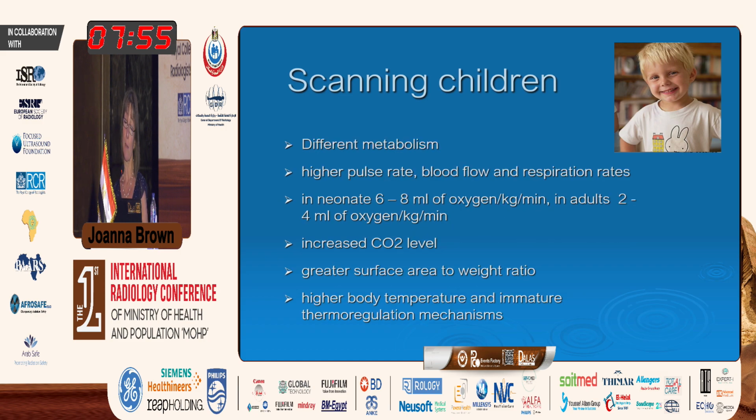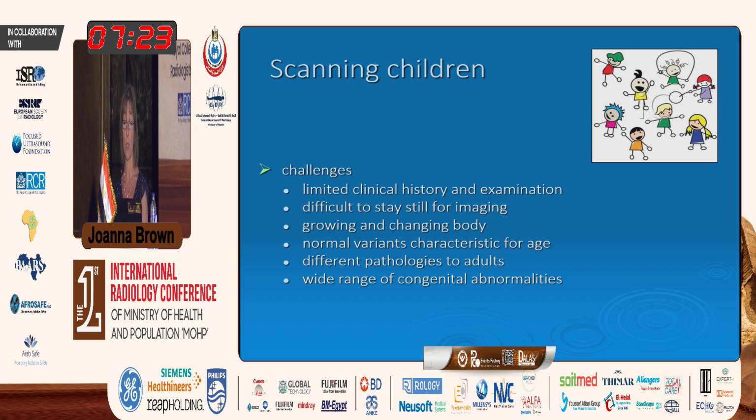Then the metabolism is also completely different. They have a higher pulse rate, blood flow, and respiration rate. Then they have more oxygen in the blood than adults. They have an increased CO2 level, a greater surface area to weight ratio, and also a much higher body temperature and immature thermoregulation. So you can't put a little neonate or a premature baby into an MRI scanner for 30 or 40 minutes, because we really don't know how the increased temperature will affect their body.